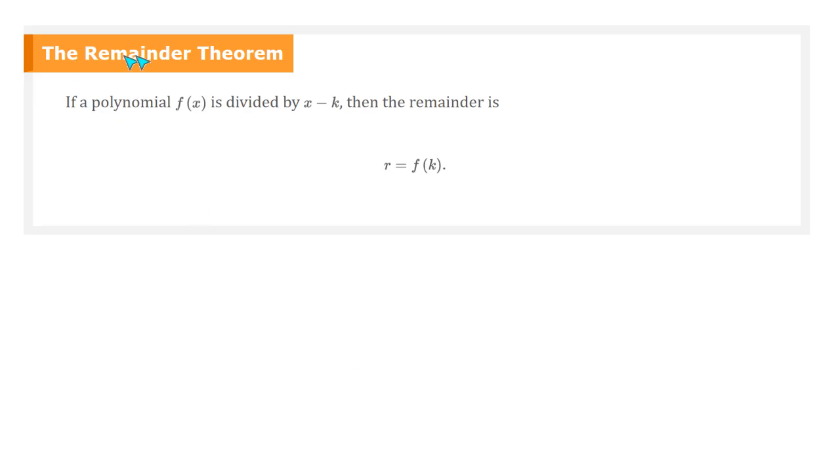And so now we're going to look at the remainder theorem. It says if a polynomial f of x is divided by x minus k, then the remainder is r equals f of k.